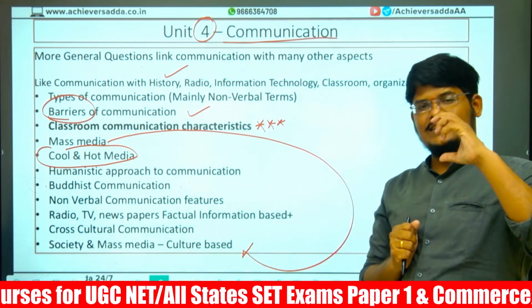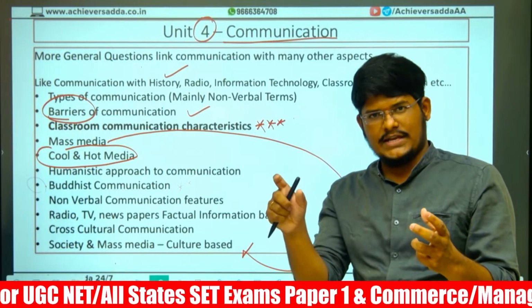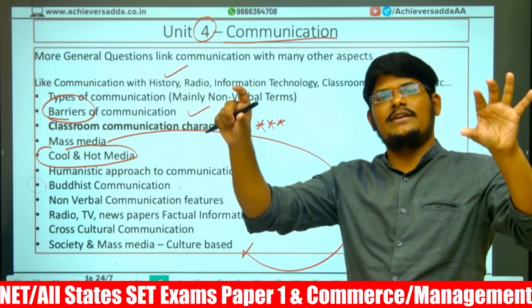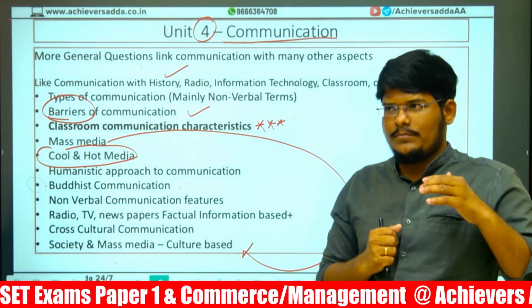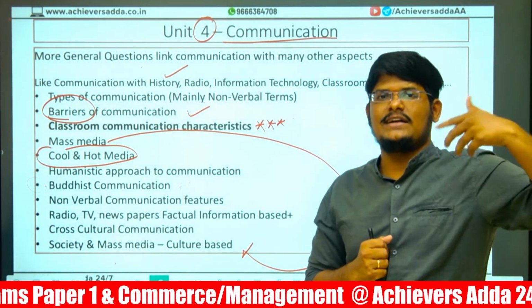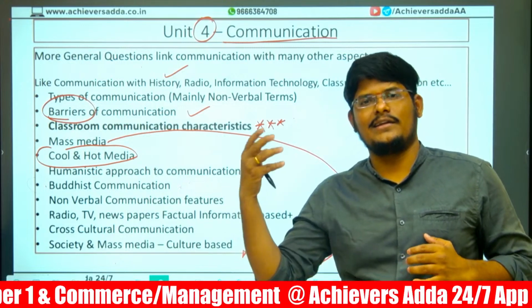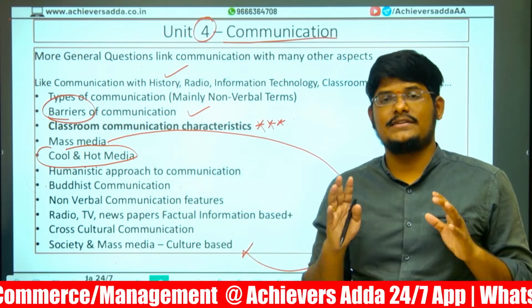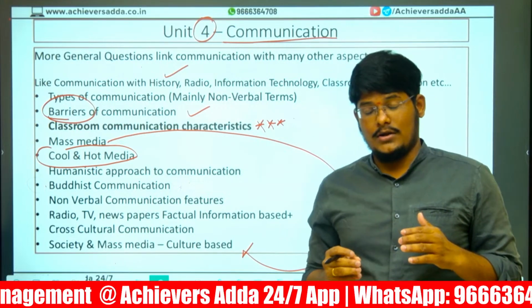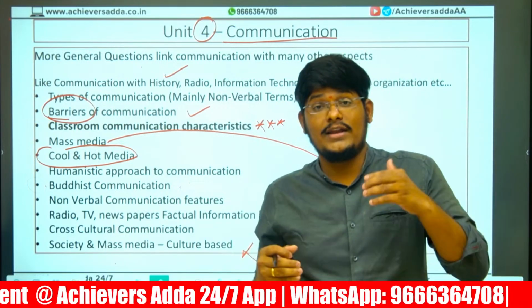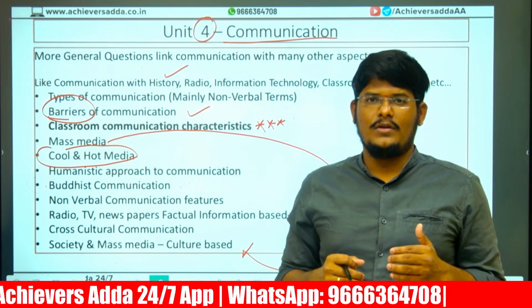They'll ask in the context of mass media linking with society, and they'll give one judgmental statement. Whether it is true or not, we should identify. Some people may think it is correct, some people may think it is wrong. So in such cases, you should not go according to the practical scenario. You should go according to the theoretical scenario.